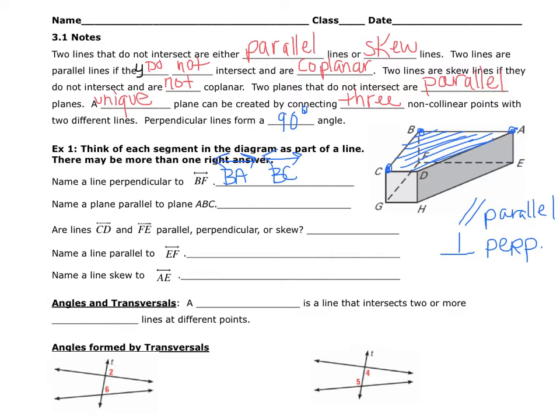So if we want to name a plane parallel to this one, remember parallel is not touching. So since we're talking about the top of the box, then what would be parallel to it? The only piece that's not touching there is the bottom of the box. So again, to name that plane, you use any three of those four letters. It doesn't matter what order. I'm going to say that is plane EFG.